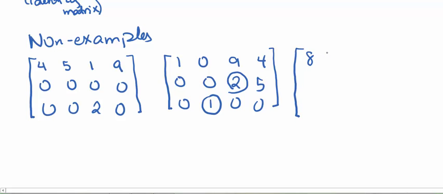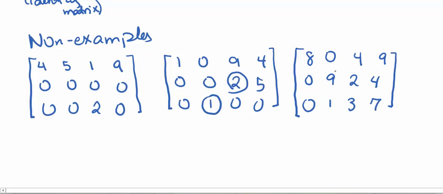One last example, 8 0 4 9, 0 9 2 4, 0 1 3 7. Here we can see a pivot in the second column, but the stuff below it is not a 0, so it fails to satisfy the properties.